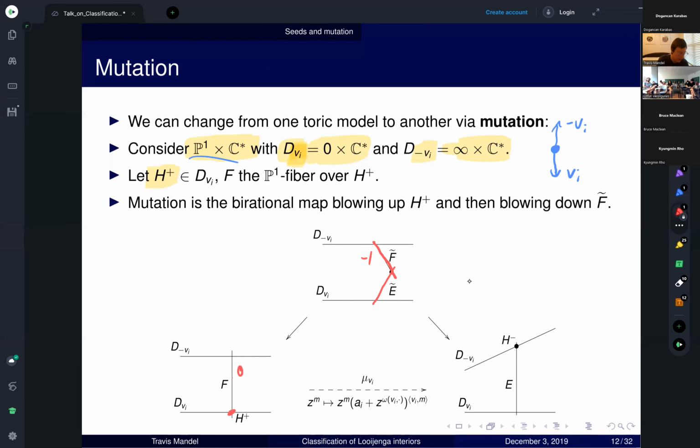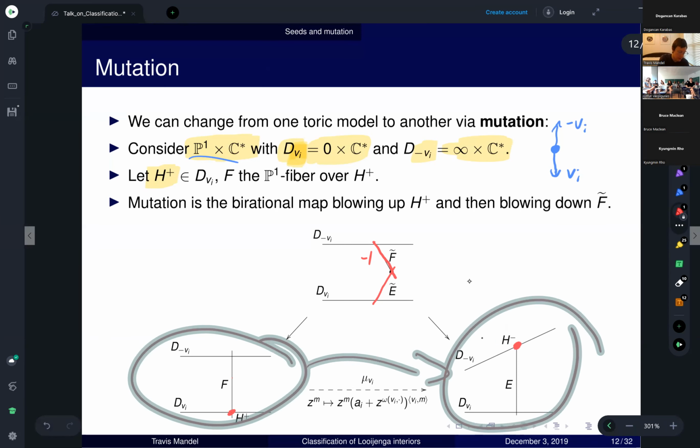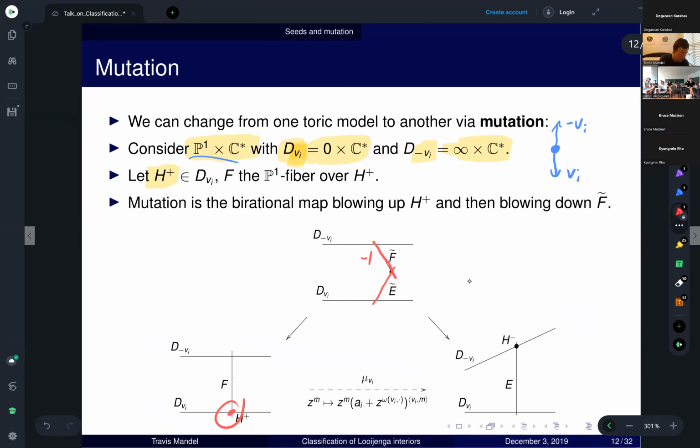So now we blow down F. So we blow F down to this point I'm calling H minus here. So we have a birational map from this picture over to this one, given by you blow up this point and then blow down this curve to this point. And Gross, Hacking, and Keel, in their birational geometry of cluster algebras paper, show that this blow down procedure always gives you a toric variety. It always gives you a new toric variety. So we started with a toric variety, we got a different one.